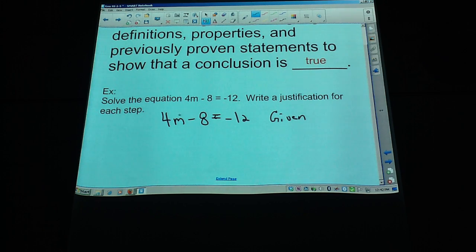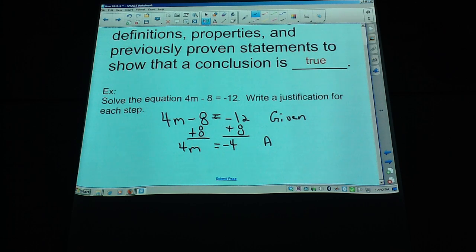So the first thing when we're solving for m, we've got two things we've got to get rid of: the minus 8, and the 4. Now remember, when we're solving equations, we want to use reverse order of operations. So we want to take care of this subtracting 8 first. One of the properties that allows us to do that is we can add 8 to both sides. And when we add 8 to both sides, we'd have 4m equals negative 12 plus 8, which would be negative 4.